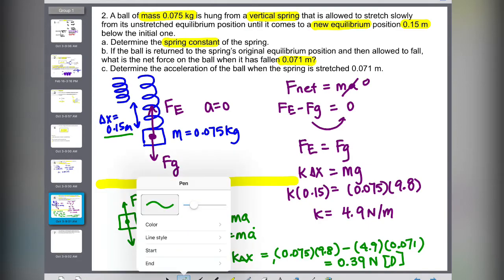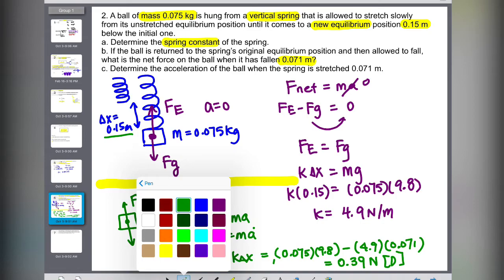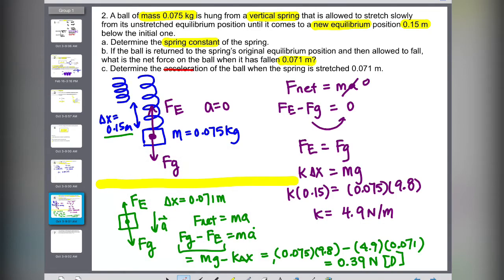And then finally, part C, we're looking for the acceleration of the object when it's at 0.071. So it's basically what we've done over here with the ma. I'm actually solving for my a now. So I know this is running out of room, I'm going to do it on the side here. So this is part C. I know F net equals ma, and we found F net to be 0.39 equals the mass times the a.